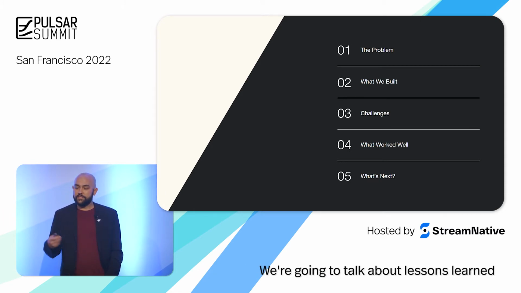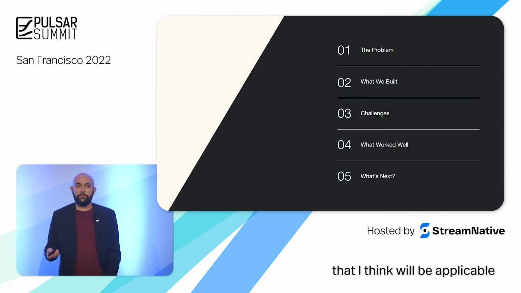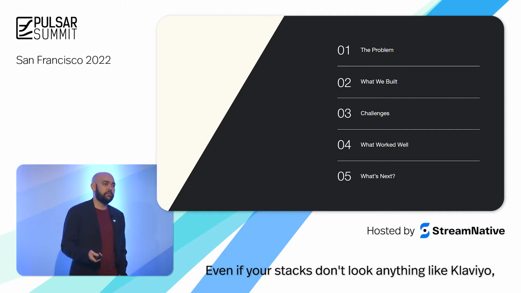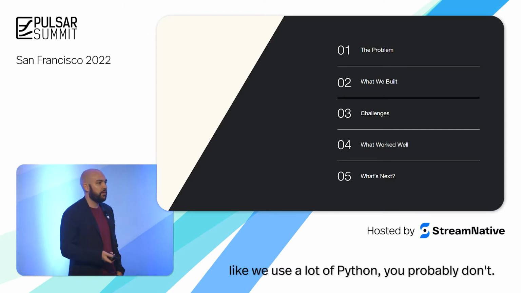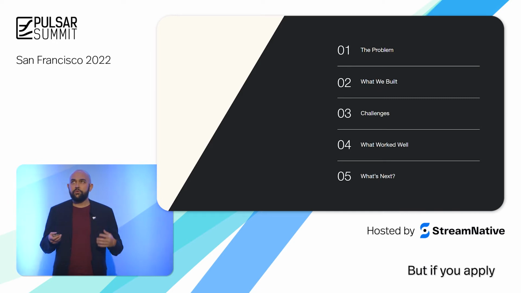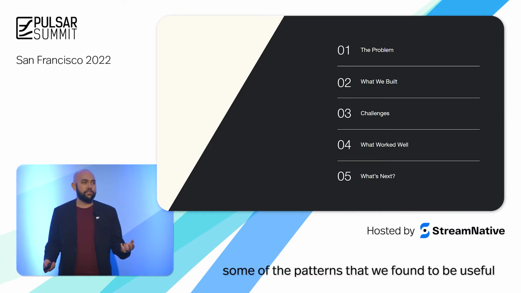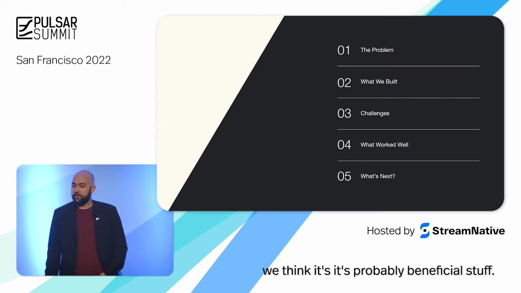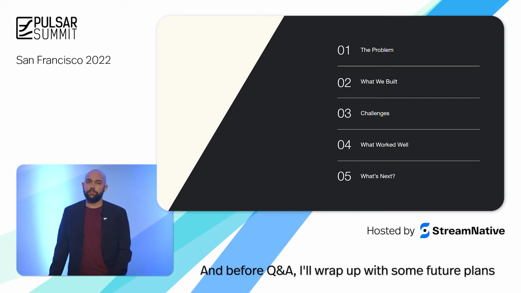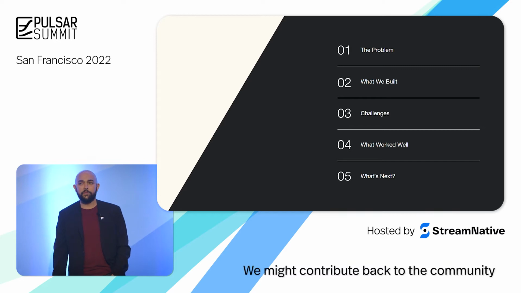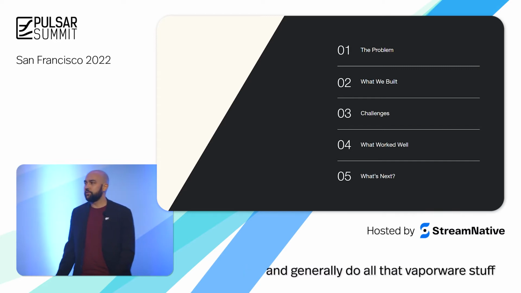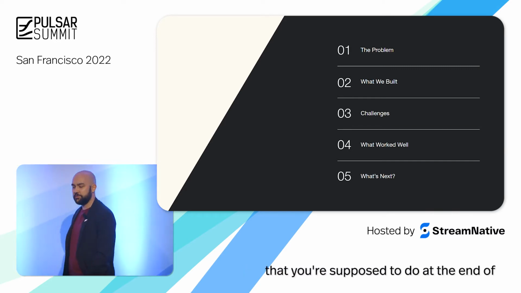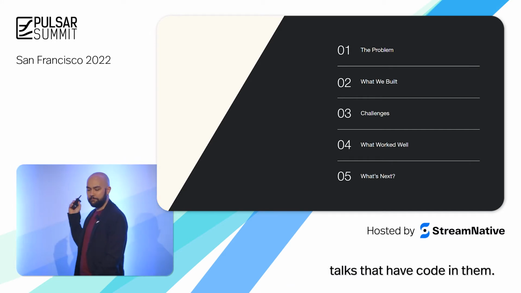We're going to talk about lessons learned from doing that which I think will be applicable to a lot of folks here, even if your stacks don't look anything like Klaviyo's. We use a lot of Python, you probably don't. But if you apply some of the patterns that we found to be useful during the development of this framework, we think it's probably beneficial. And before Q&A, I'll wrap up with some future plans and tease some open source offerings we might contribute back to the community, and just generally do all that vaporware stuff that you're supposed to do at the end of talks that have code in them.